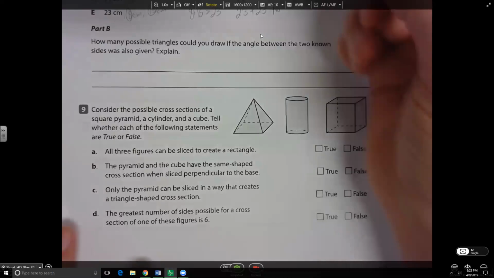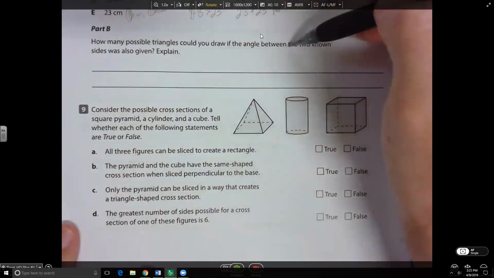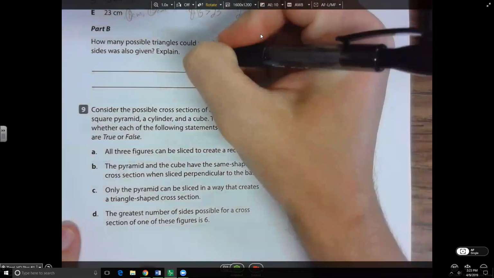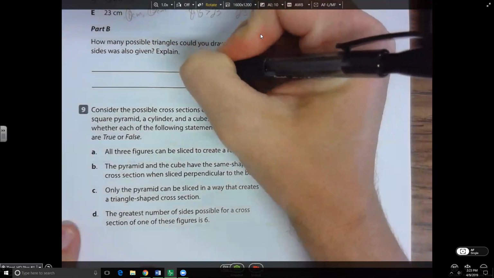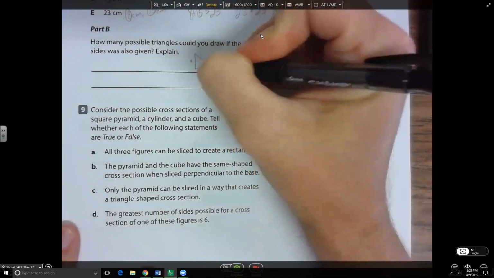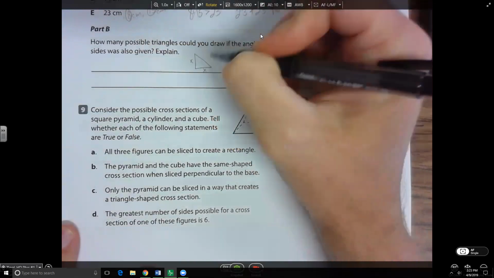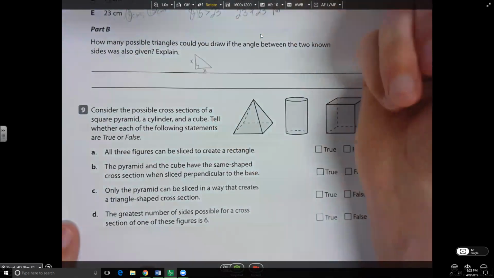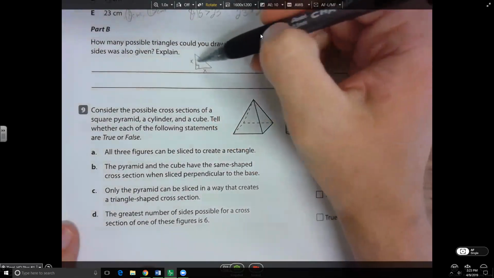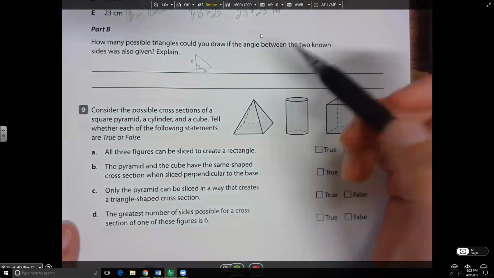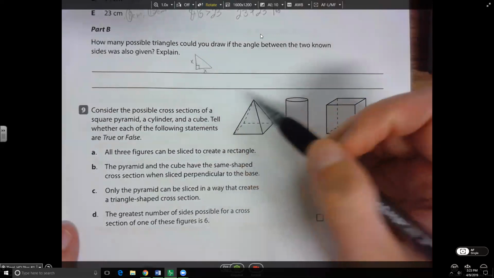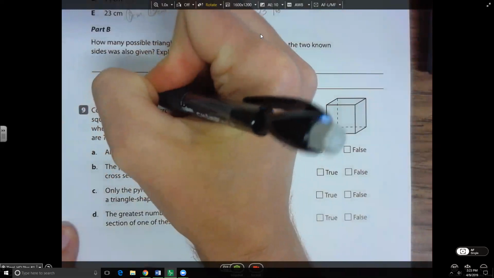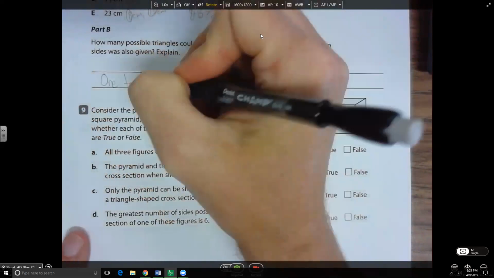Okay, part B says, how many possible triangles could you draw if the angle between the two known sides was also given? So if I had a triangle and I had a number here and a number here, and then just an angle measure. For example, we could make this a right angle. It would be 90 degrees. How many different triangles could I make with these characteristics? My answer is 1. I could only have one triangle.